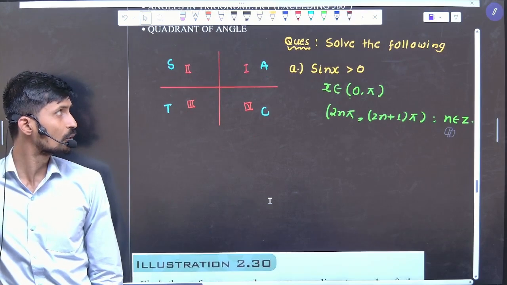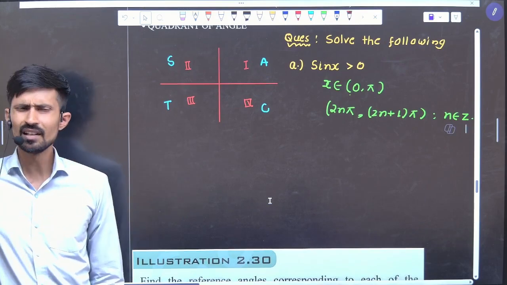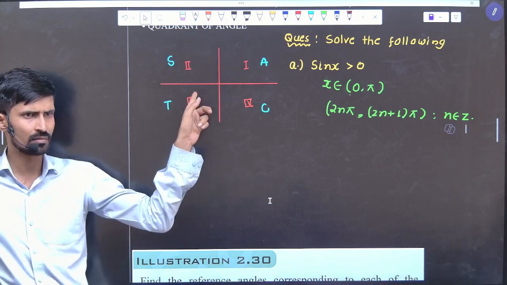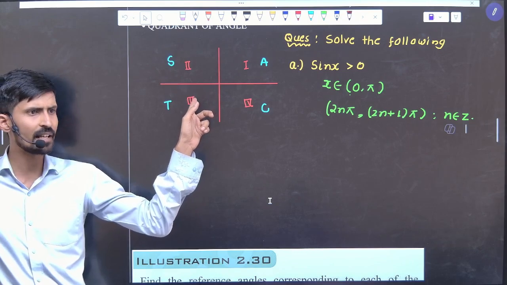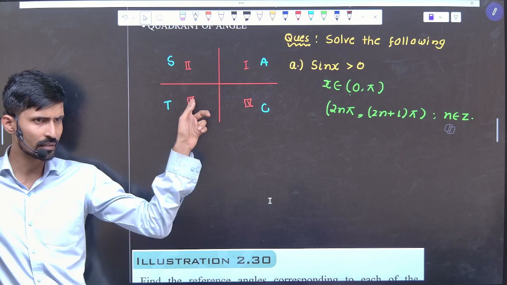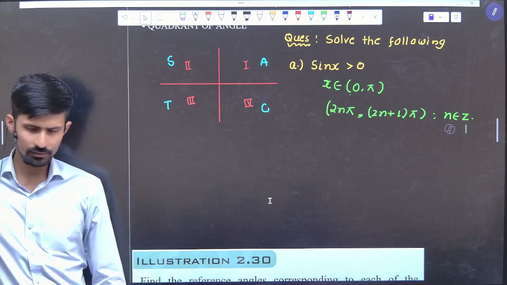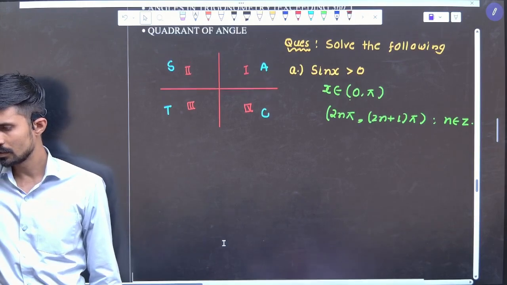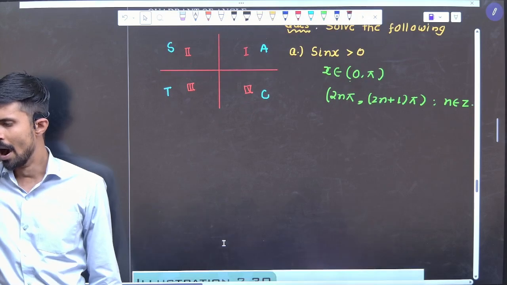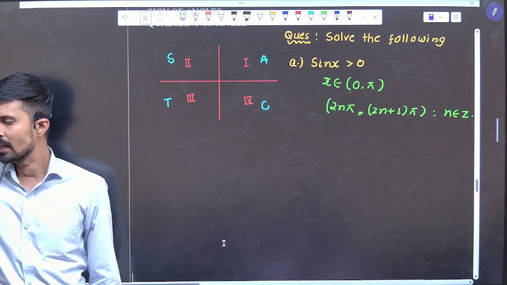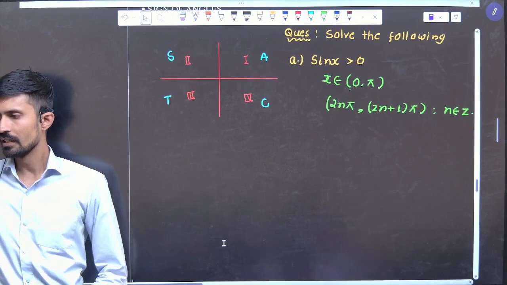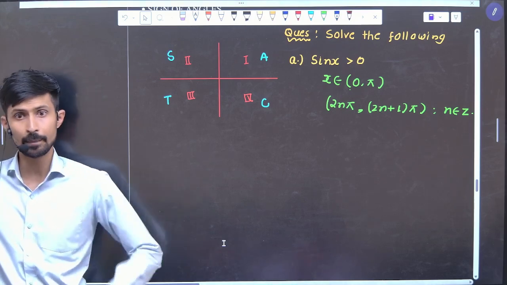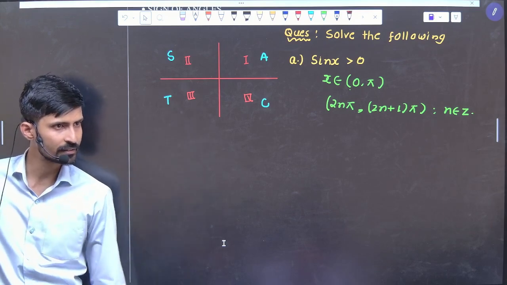These all things we are doing, these all questions we are doing directly by understanding of quadrant. But we can also solve this question by number line. You want to see number line?